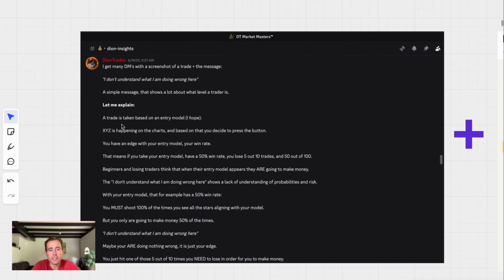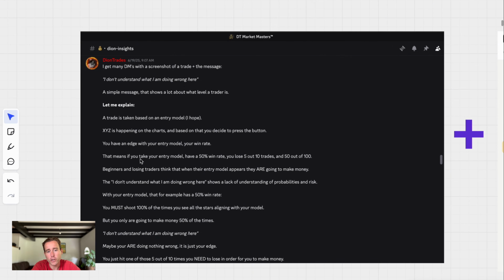Because a trade is taken based on an entry model, I hope. And entry models you can find on the YouTube channel here. An entry model is nothing more than X, Y, Z is happening on the charts, and based on that, you decide to press the button. And you have an edge with your entry model, and that's your win rate. That's what you need to build data for, because you need to have a certain win rate to know, okay, I can make money now.